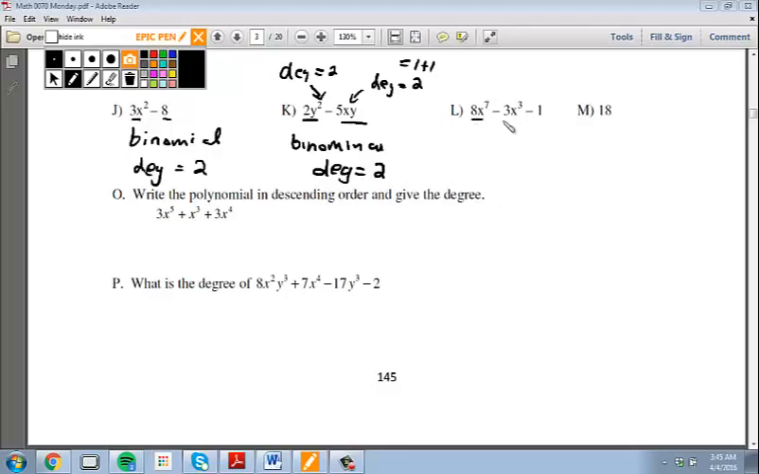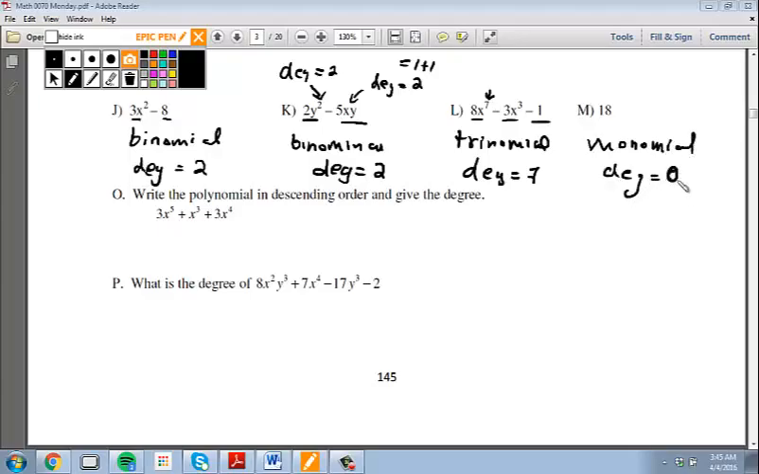Alright, the same thing for L. We have 3 terms, trinomial, and the degree is 7. There's the highest power. And then M, we have a monomial, and the degree is 0 for a monomial, sorry, for a constant. Not all monomials have degree 0, just this particular one.